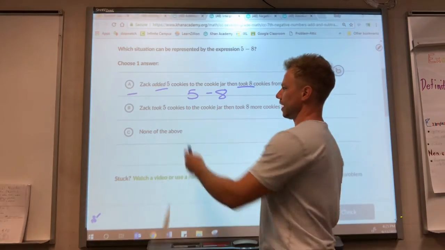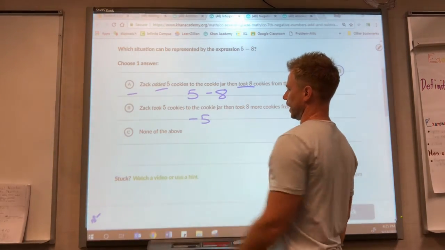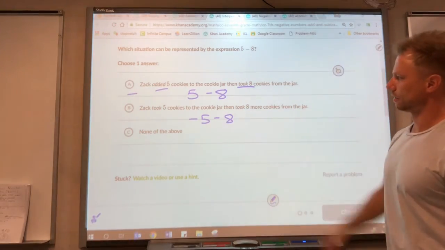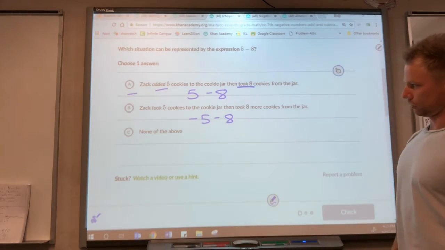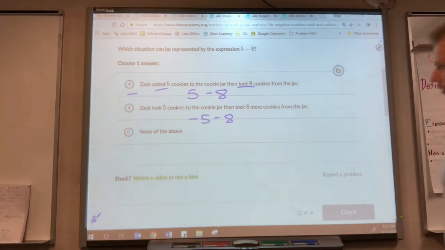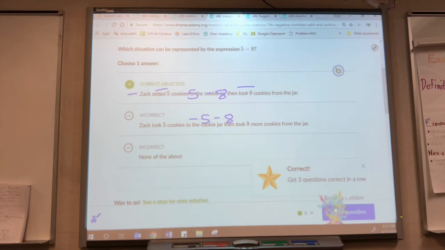If Zach took 5 cookies from the cookie jar, that would be a -5. And then he took 8 more, that would be a -8. That does not match what we started with. And then the third choice is none of the above. So since A matches, the story from A makes sense with the expression. It's going to be A.